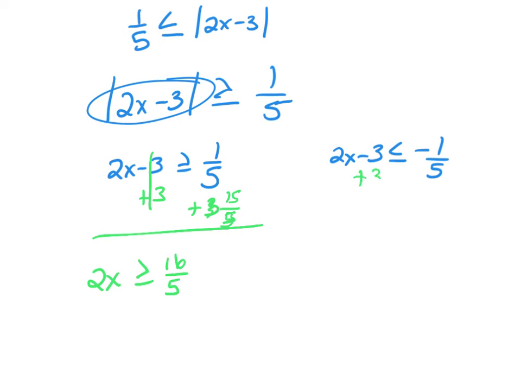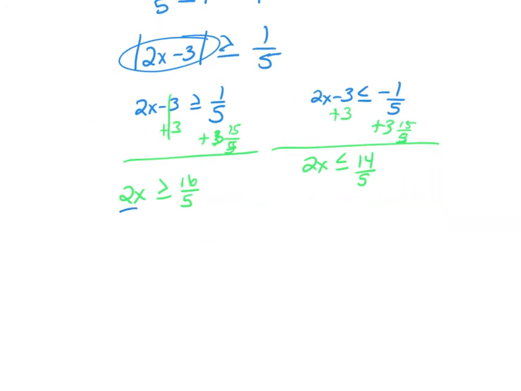Same thing here. I'm going to add 3 to both sides. Again, you guys just told me that the whole number 3 is 15 fifths. So this is going to be less than or equal to 14 fifths, right? Divide by 2.